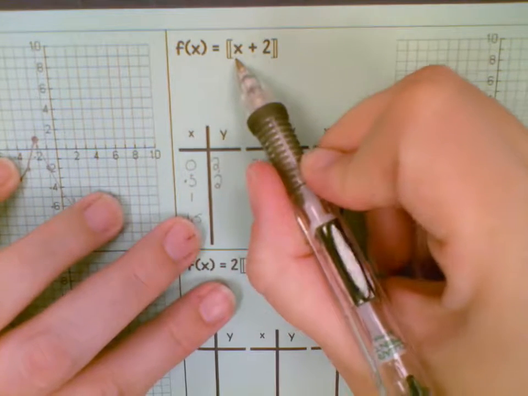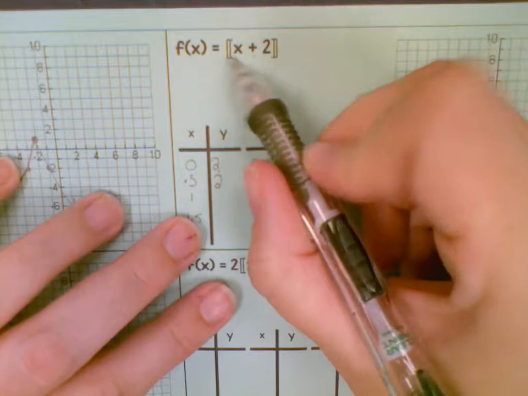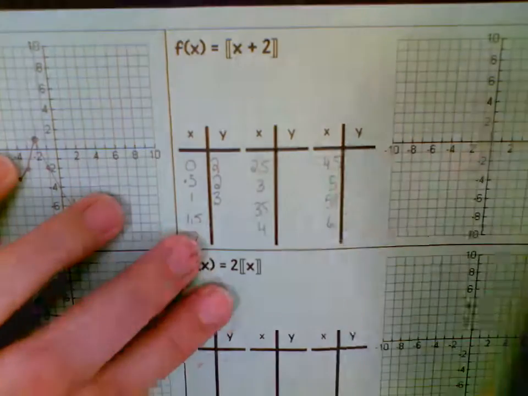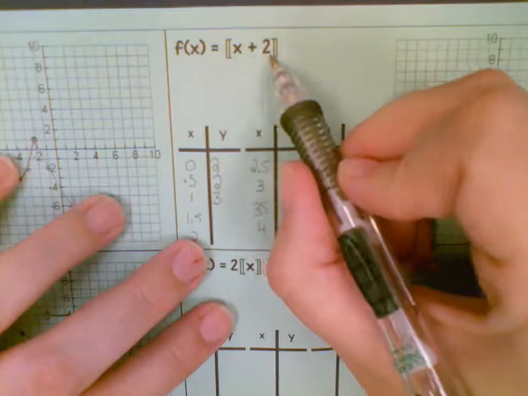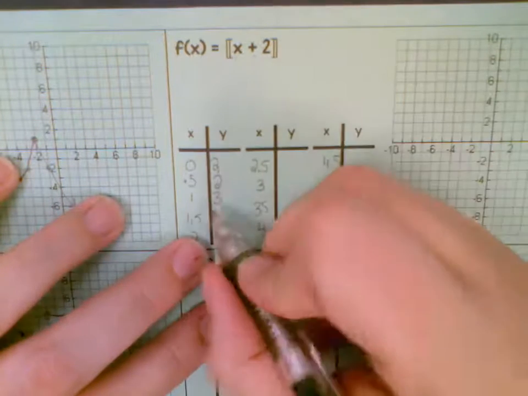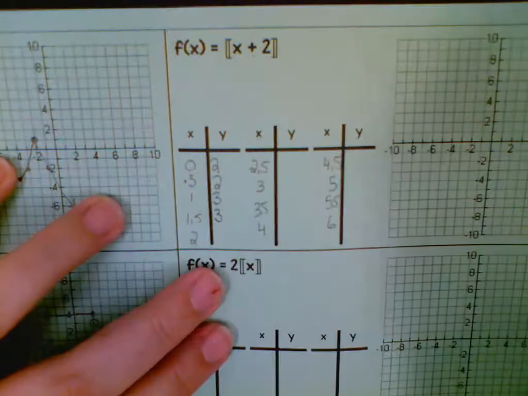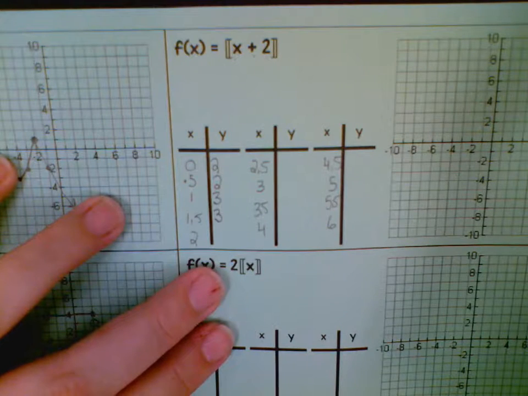Put in 1, 1 plus 2 is 3. Round down to the nearest integer, it's still 3. 1.5 plus 2 is 3.5. We round down, we get 3. Do you see the pattern in what happens?